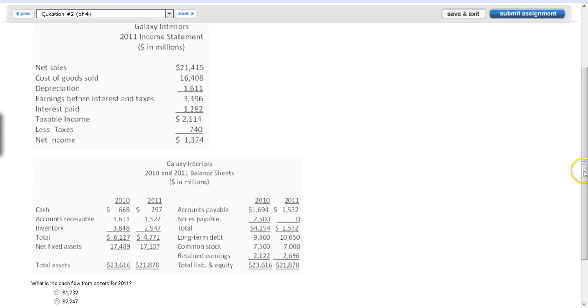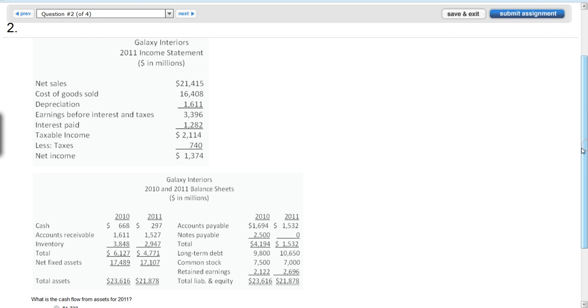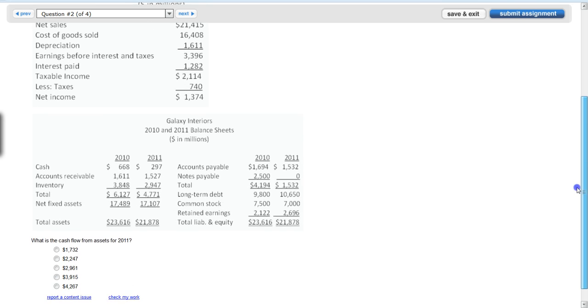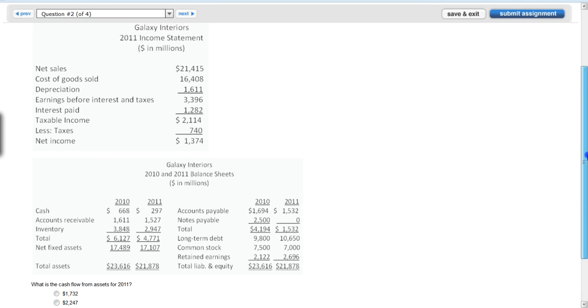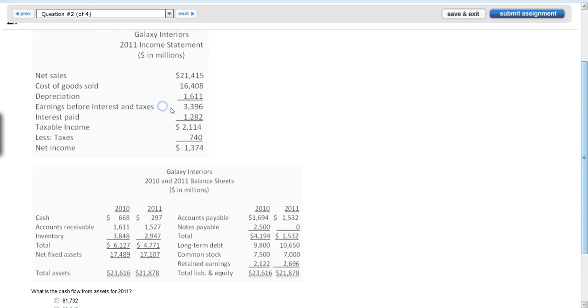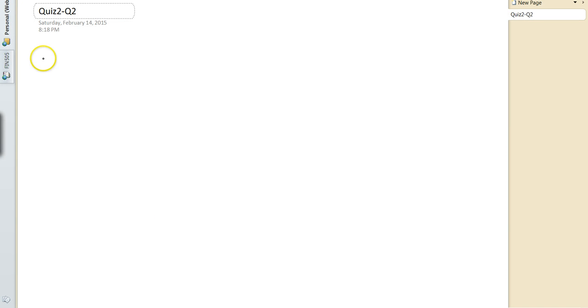So this is the setup of this question. It provides the income statement and the 2 years balance sheet for a firm, and it's asking what is the cash flow from assets. To better show you, I want to copy this to my OneNote. I don't know whether I can do that. Okay, seems it doesn't work so well, so I guess we have to work with OneNote and constantly change the screen.